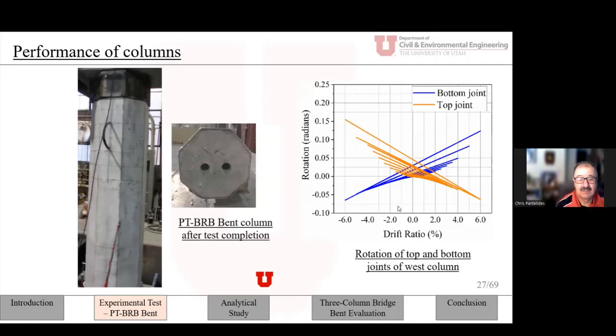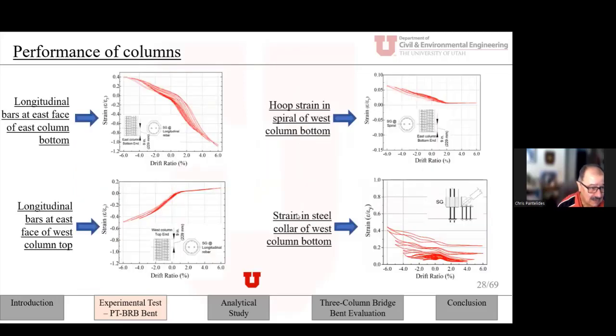As far as the hoop strain, it was very small. We expected that. And as far as the strain in the steel collar, we can see that it's roughly, again, about 50% of yield. The post-tensioning forces, you can see here that we didn't yield until we got very late in the game at about 6% drift ratio, which is very good news.